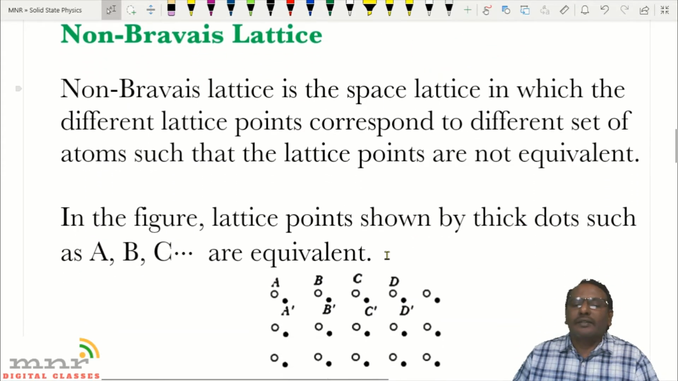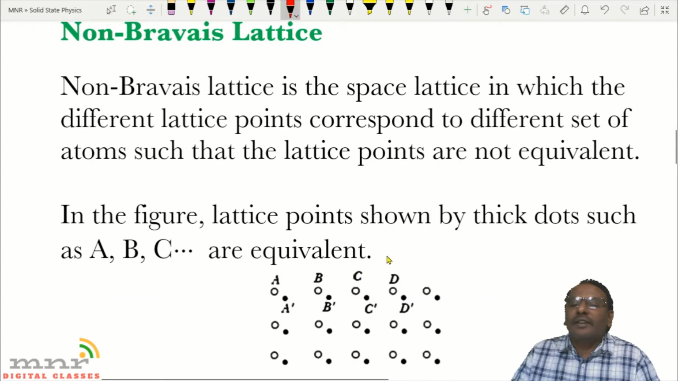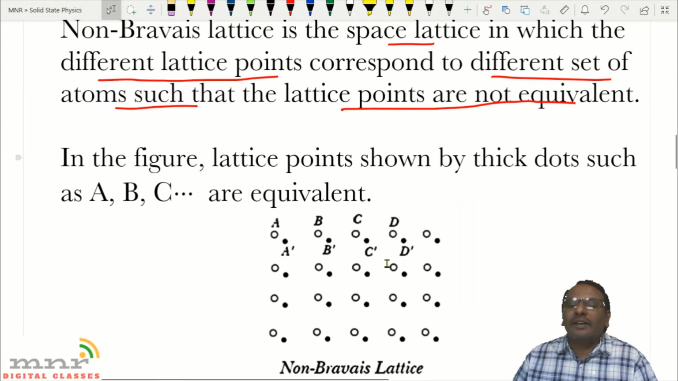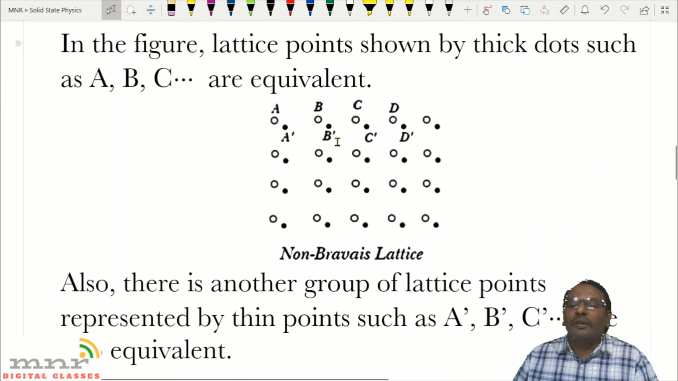Non-Bravais lattice. A non-Bravais lattice is the space lattice which corresponds to different lattice points, and the different lattice points correspond to different sets of atoms, such that the lattice points are not equivalent to each other. So if the lattice points are not equivalent to each other, the space lattice is treated as a non-Bravais lattice. Now let us understand this concept with the help of a figure.